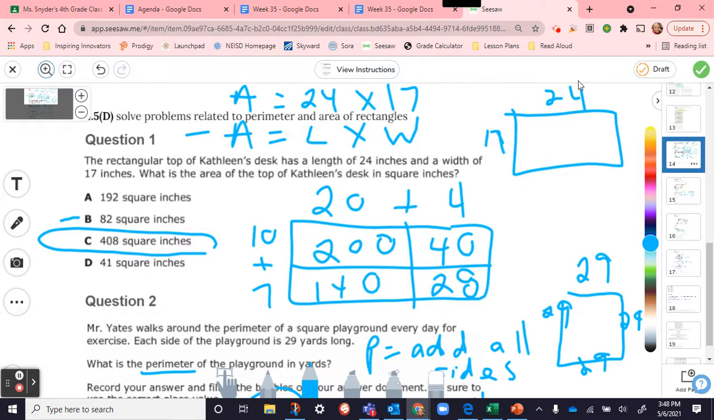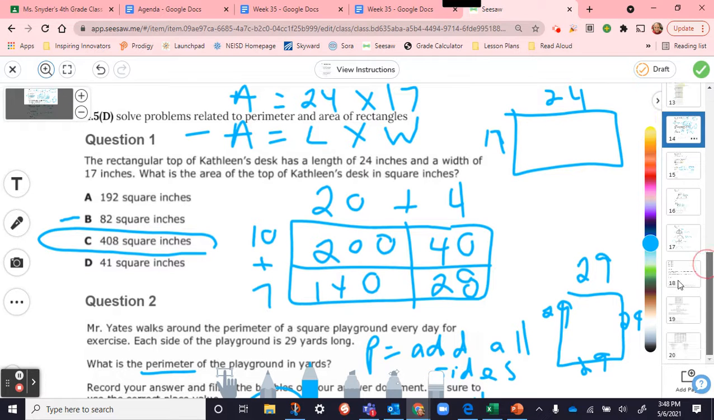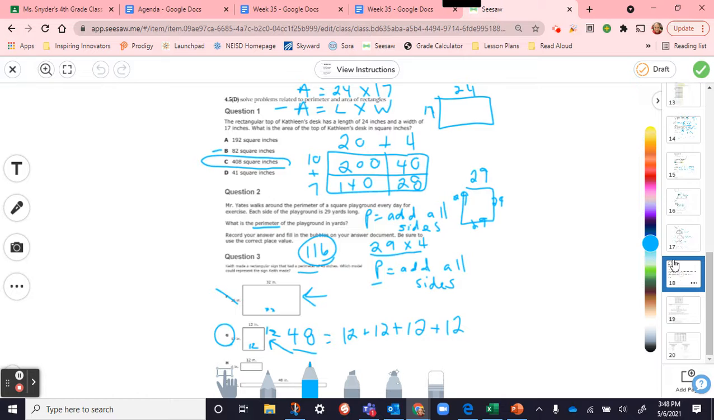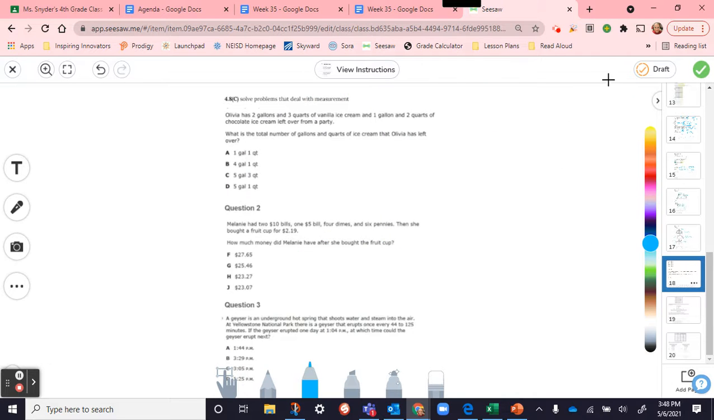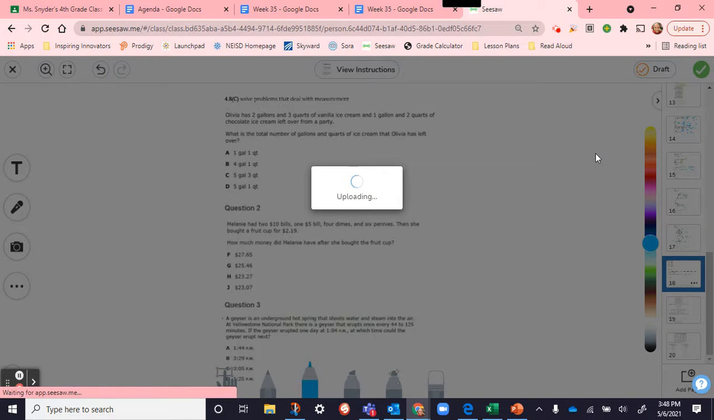So those were the problems that we solved for our game that we played today. And then, like I said, the last 3 pages were independent work. So this can go ahead and be turned in. And then tomorrow we'll have some more that we'll use for our game tomorrow.